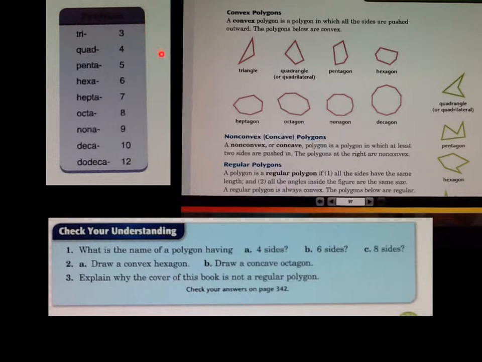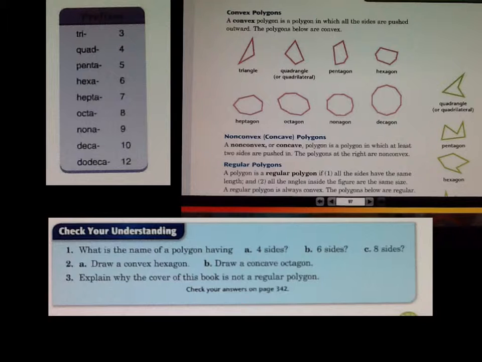When we think of polygons, we know the sides. We also know that polygons can either be convex or concave. Let's see how much we remember on this. What is the name of a polygon having 4 sides? What about 6 sides and 8 sides?